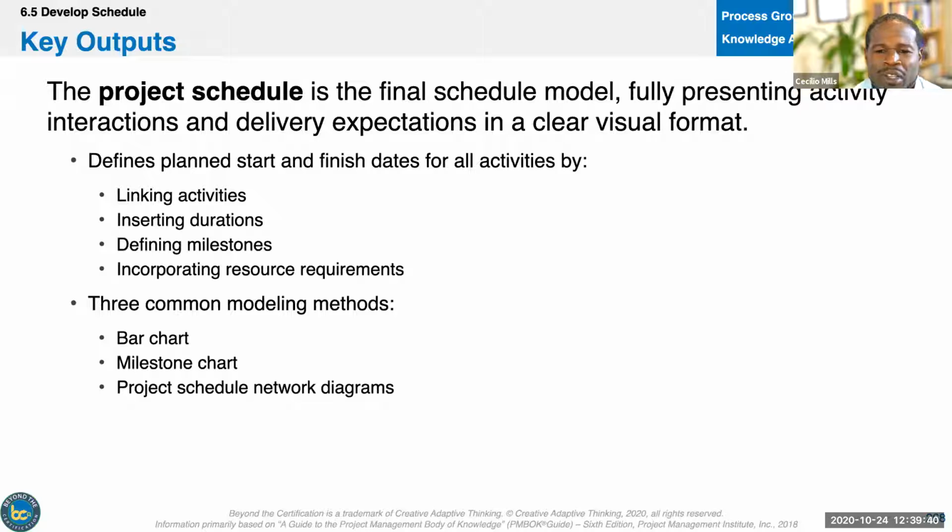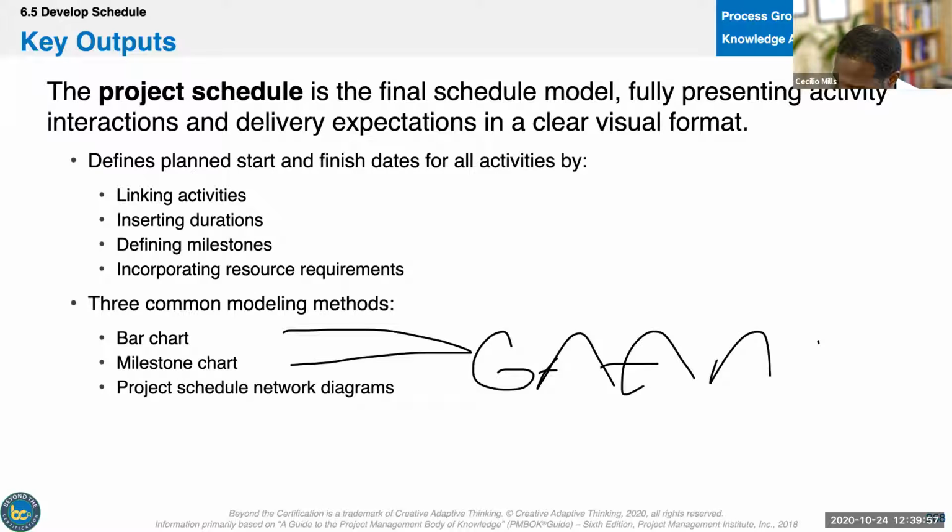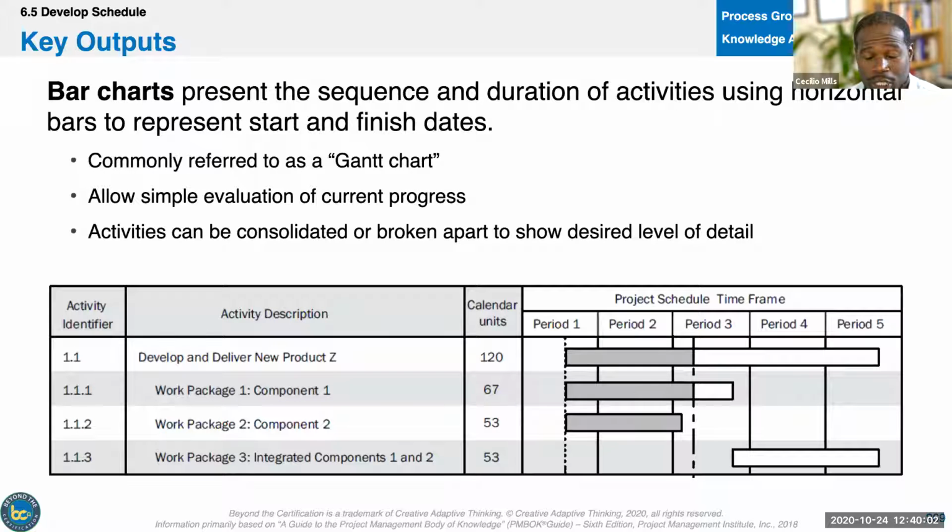Right, very general. And so we see the bar chart, the milestone chart, or the project schedule network diagram, and this is a little misleading from PMI because they say a bar chart, a milestone chart, but really for these two models, they're really talking about the Gantt chart, right? That's what they're talking about there. All right, so here are bar charts, commonly referred to as Gantt charts. And they allow some sort of evaluation to be done, right? Because you can take a look and just see where we're at. It's pretty straightforward.